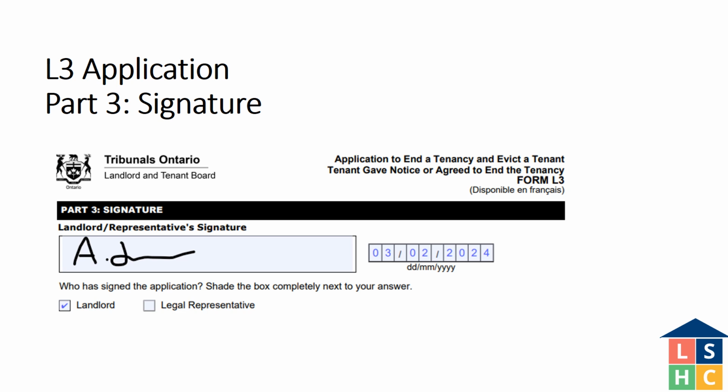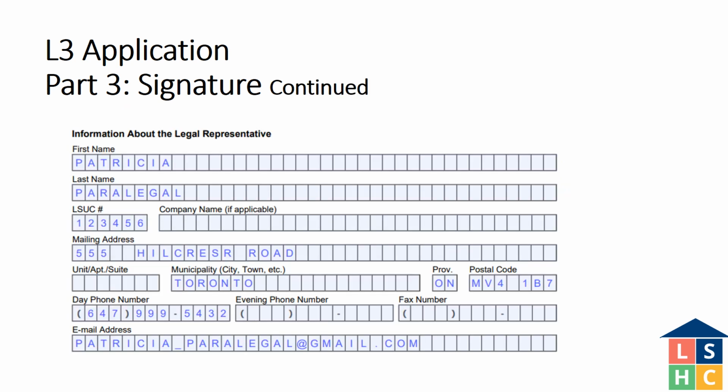Anyone can file these documents for the landlord at the Landlord and Tenant Board. However, only the landlord or landlord's legal representative should sign this application. If you have a lawyer or paralegal representative, make sure their information is included in this section. If you don't have a representative and are doing this on your own, leave this section blank.